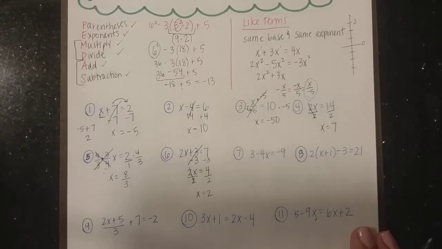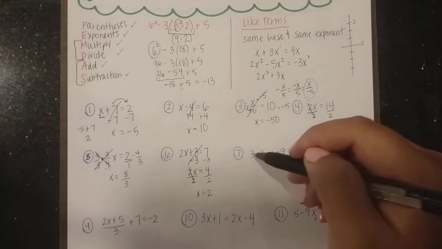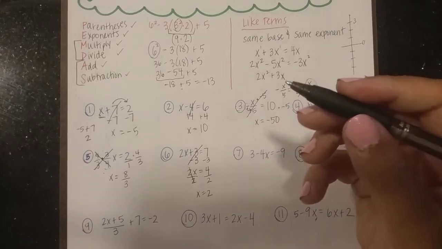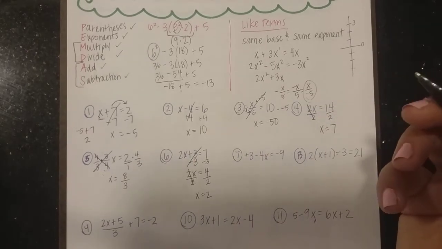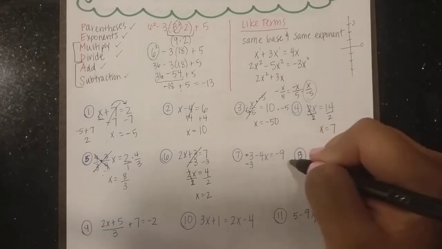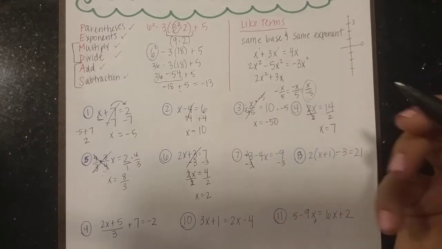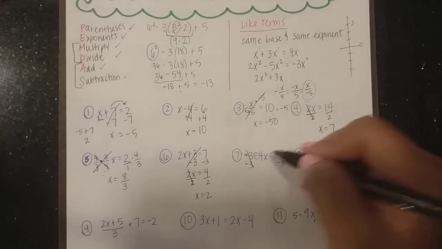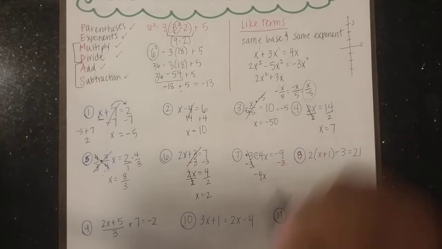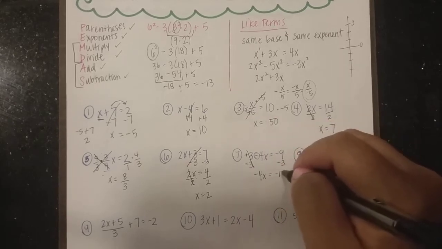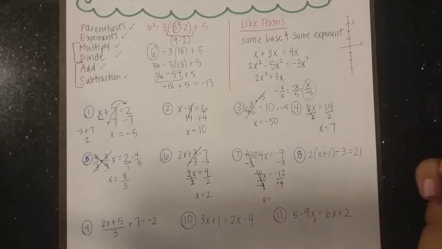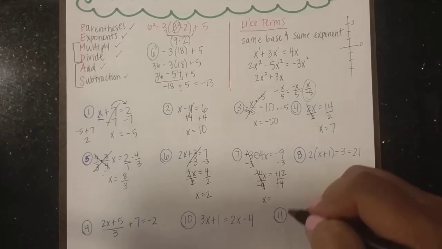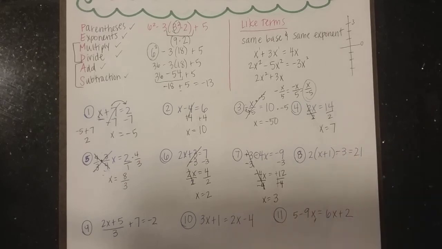For number 7, farthest away from x on this side is that 3. And it looks a little weird because it's out in front, but this is a positive 3. The opposite of a positive is a negative, so that means I'm going to subtract 3 to move it to the other side. Then don't forget about your negative here. That stays with the 4x. So I have a negative 4x equals a negative 12. Then to get x by itself, we're going to divide by a negative 4. Then I have a negative divided by a negative. Oops, going to be a positive. So 12 divided by 4 is 3.